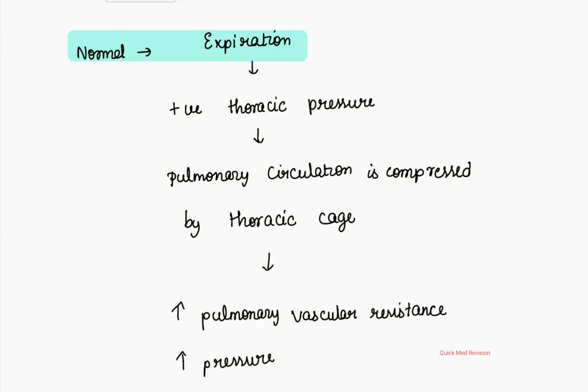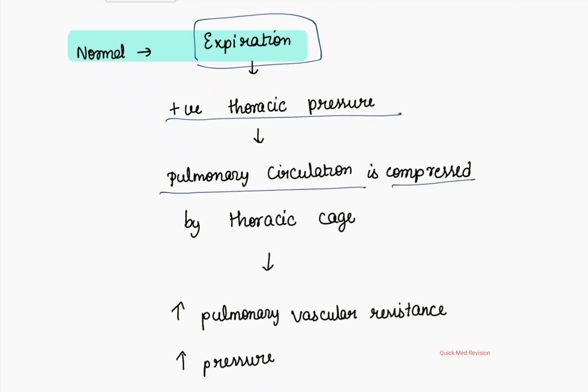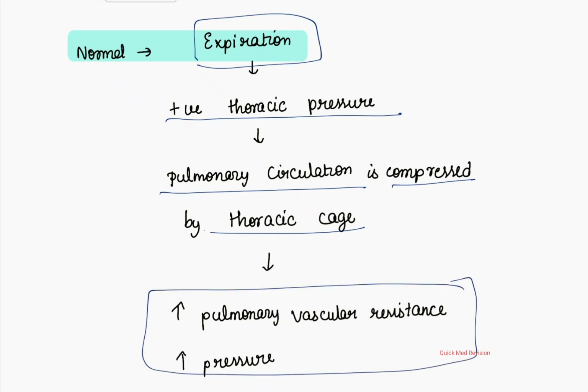And normally during expiration, there will be positive intrathoracic pressure. The pulmonary circulation is compressed by the thoracic cage. This causes an increase in pulmonary vascular resistance and an increase in the pressure.